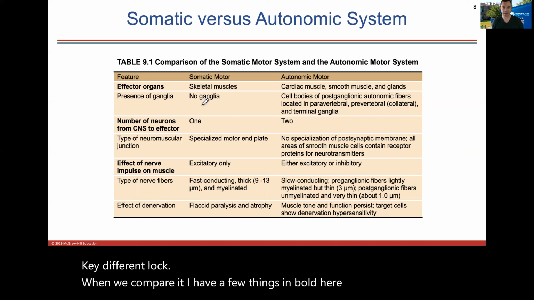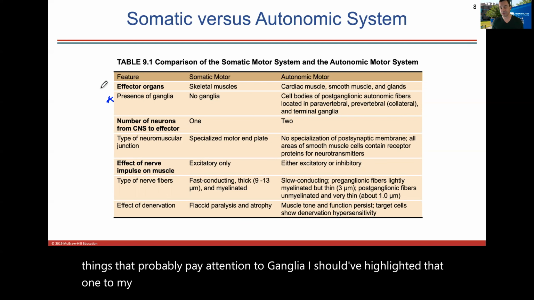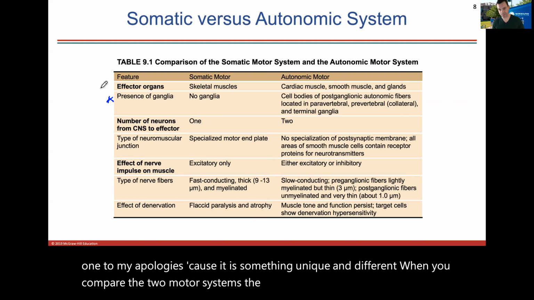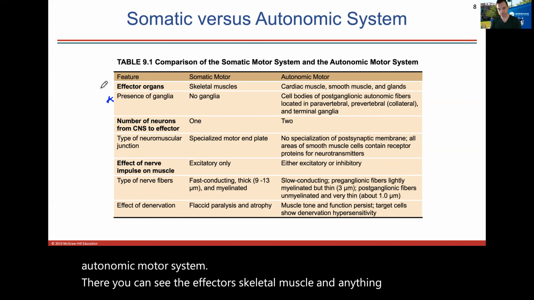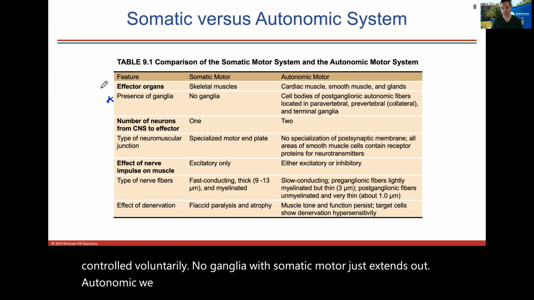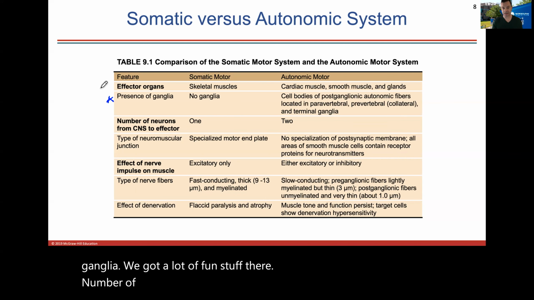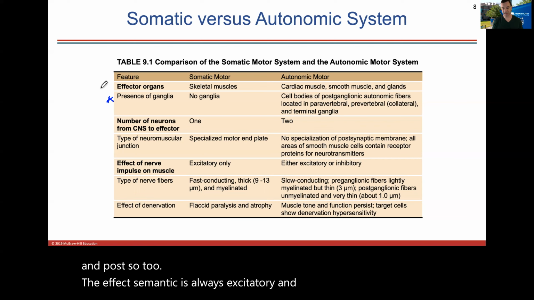When we compare it, I have a few things in bold here. Those would be things that you should probably pay attention to. Ganglia, I should have highlighted that one too. My apologies, because it is something unique and different when you compare the two motor systems, the somatic motor system or the autonomic motor system. There you can see the effectors, skeletal muscle, and anything that's not controlled voluntarily. No ganglia with somatic motor, just extends out. Autonomic, we have paravertebral, we have prevertebral, we have terminal ganglia. We got a lot of fun stuff there. Number of neurons, again, one extending out. Autonomic, we have a pre and a post, so two. The effect, somatic is always excitatory. In the autonomic, it could be excitatory or inhibitory.